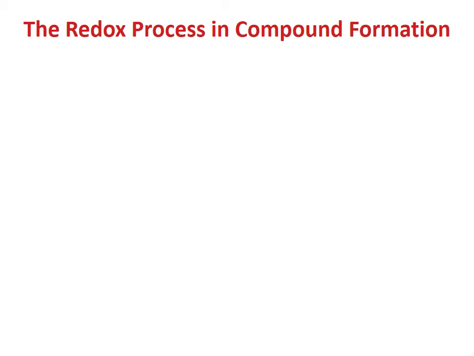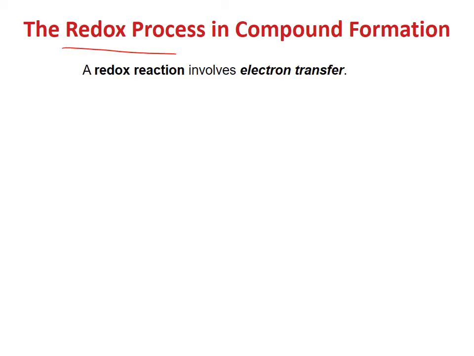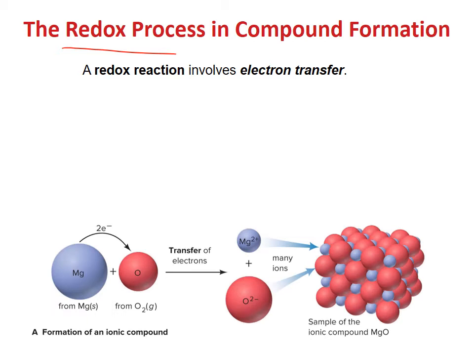We have discussed the precipitation reactions and acid-base reactions. Next, we're going to talk about oxidation-reduction reactions, or redox reactions. A redox reaction involves electron transfer. This is a diagram showing a redox reaction that forms an ionic compound. Magnesium metal reacts with oxygen gas, forms magnesium oxide. During the process, a magnesium atom loses 2 electrons to form a magnesium cation, Mg2+. At the same time, an oxygen atom gains 2 electrons to form oxide, O2-.